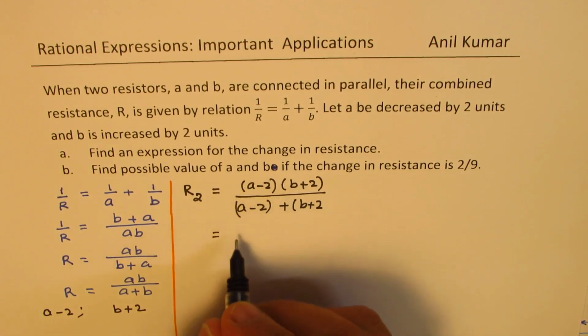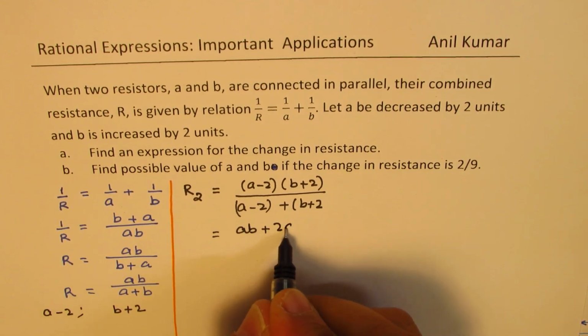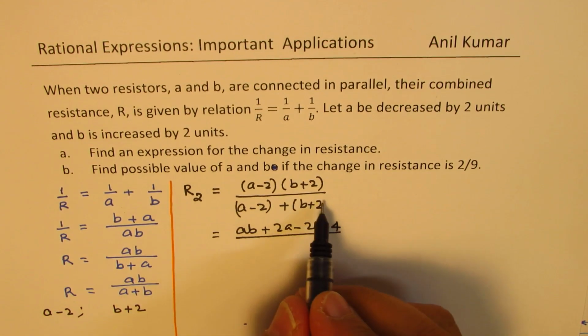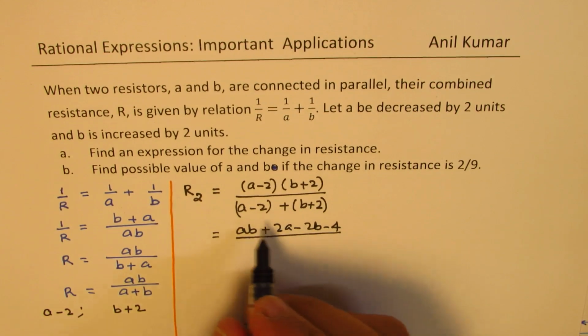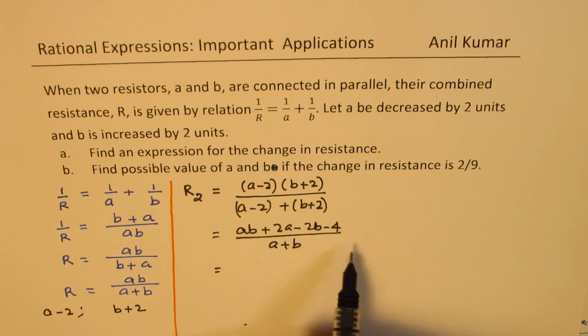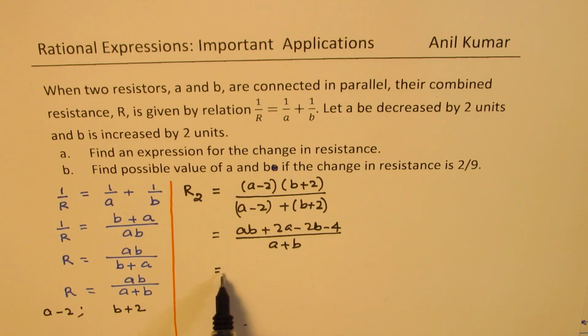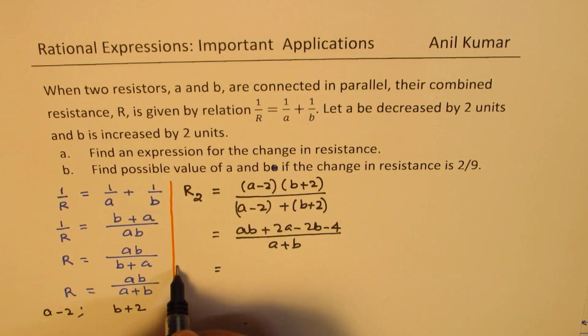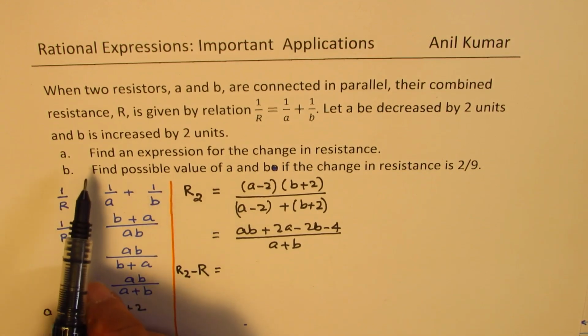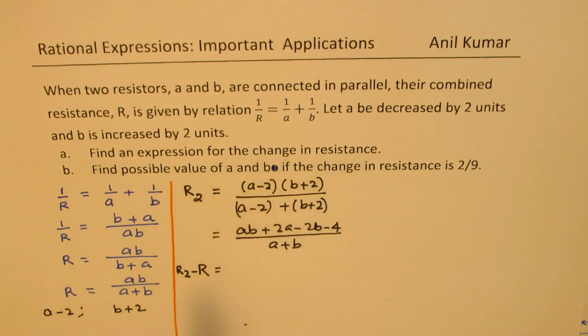Solving, we get AB plus 2A minus 2B minus 4 in the numerator, divided by, when you open this, minus 2 plus 2 becomes 0, so we are left with A plus B. That is what we have as R2. So we know R2 now. What we can do is find the change, that is, R2 minus R, the original value. So let's do part A, which is find an expression for the change in resistance. The change in resistance will be R2 minus R.